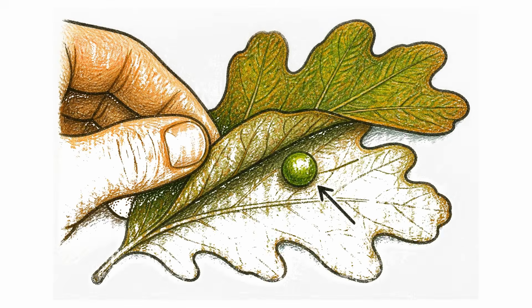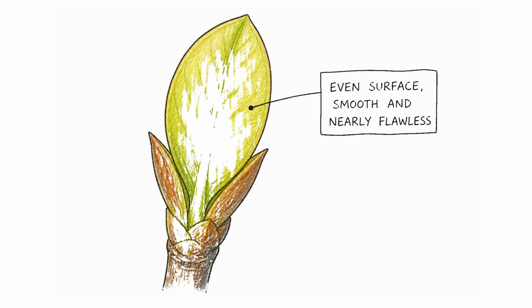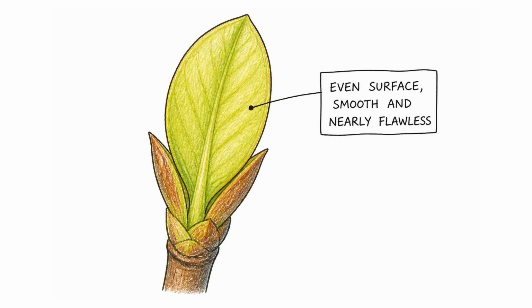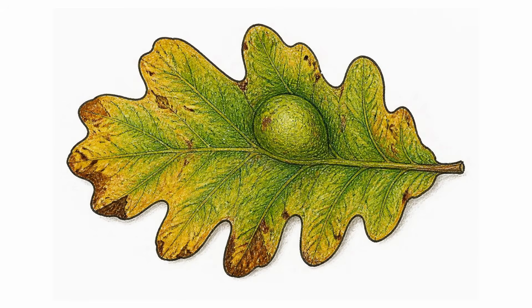A hand turns over an oak leaf and freezes at the sight of a round green ball clinging to the surface like a marble that should not be there. It is smooth, pale, and almost too perfect, as if something pressed itself into the leaf and stayed.